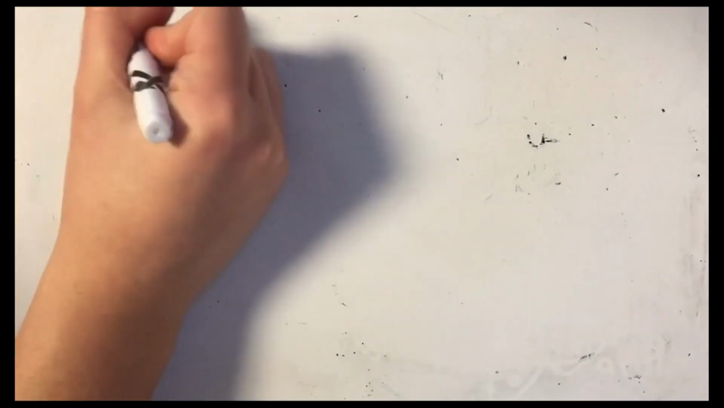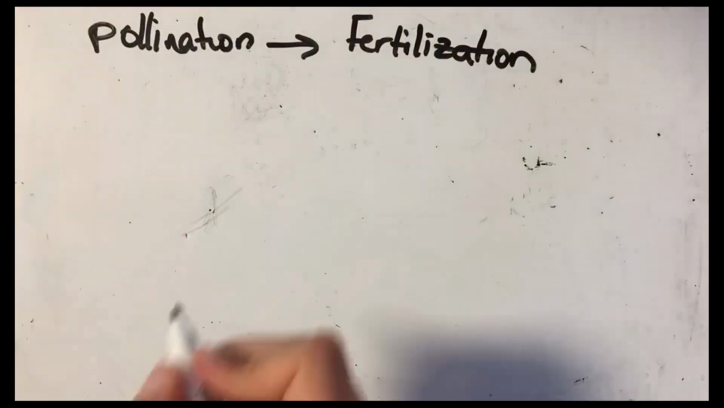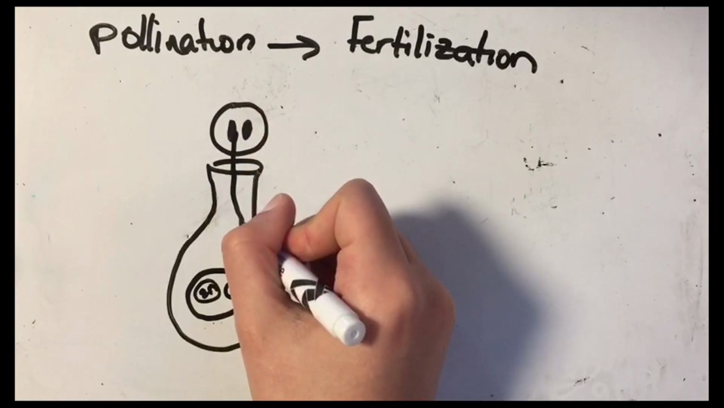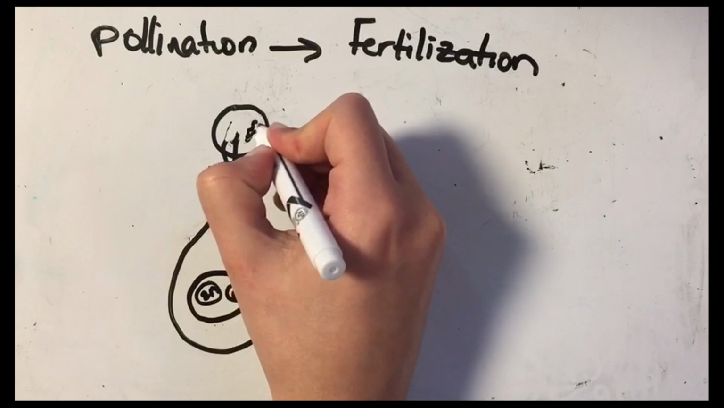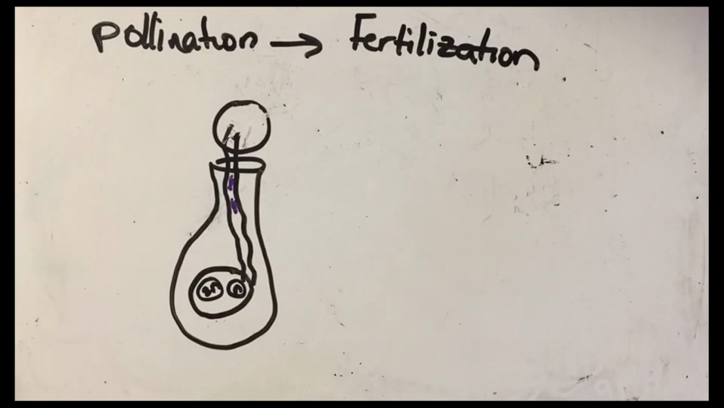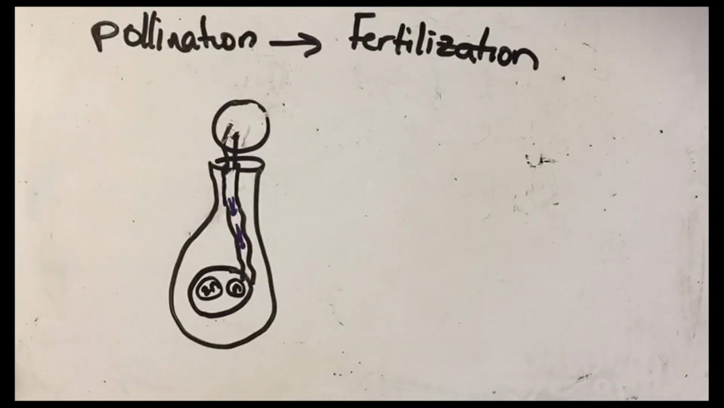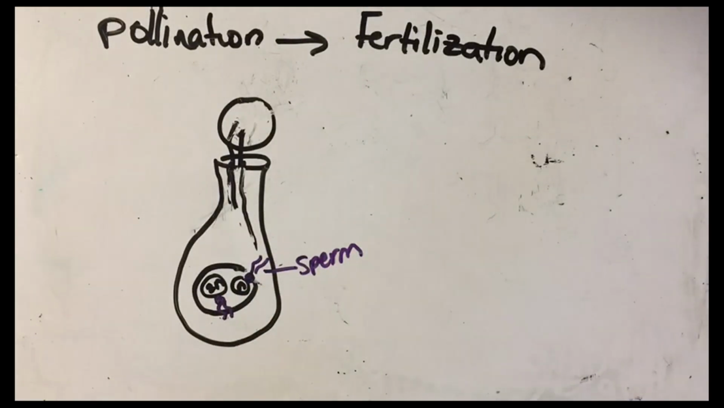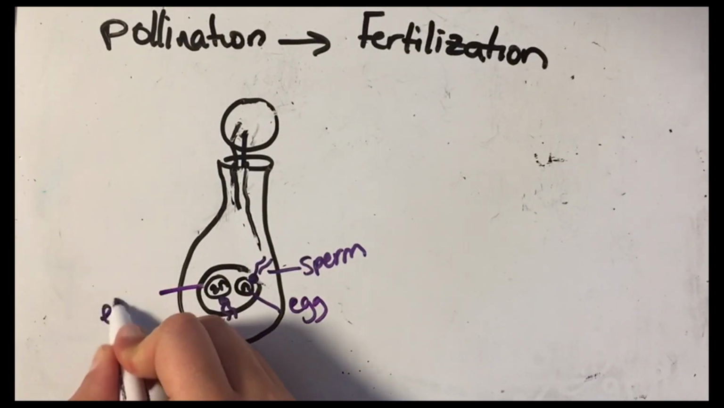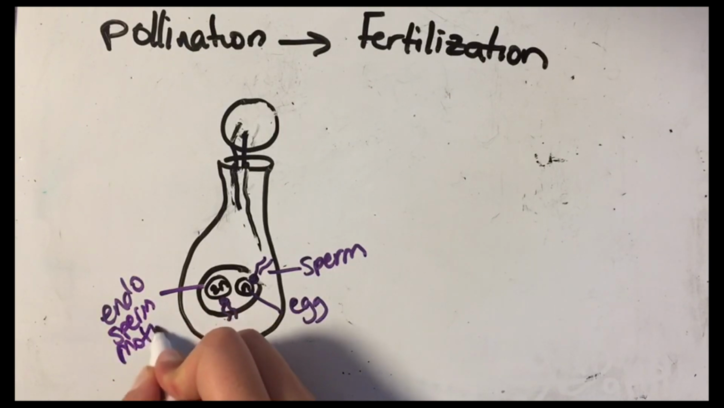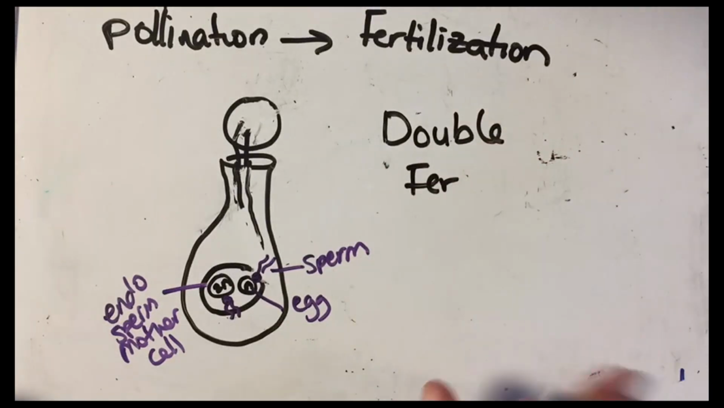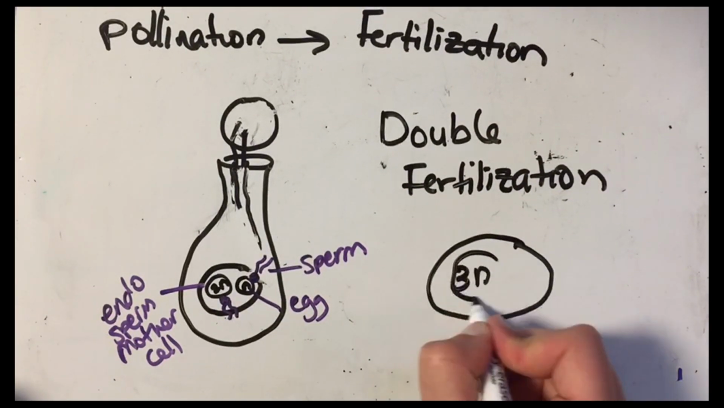After pollination, we have fertilization. The pollen grain will land on the stigma and the tube cell will create a tube to the ovaries in order for the sperm to travel down. The sperm will then fertilize the egg, forming a zygote, and then fertilize the endosperm mother cell, which will be a source of energy and nutrients for the embryo in the seed. Since 2 things get fertilized in this step, it is called double fertilization.